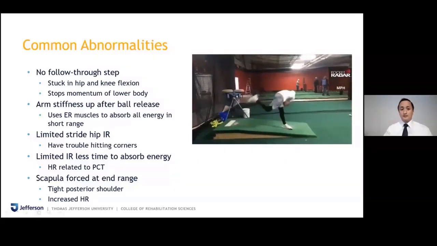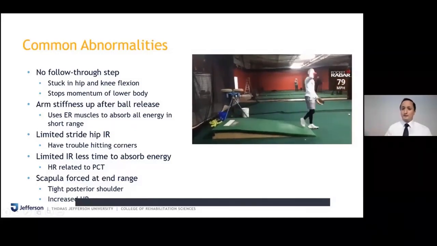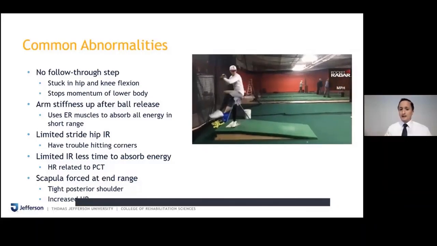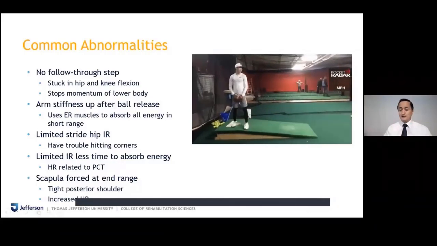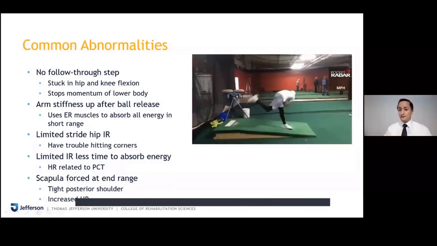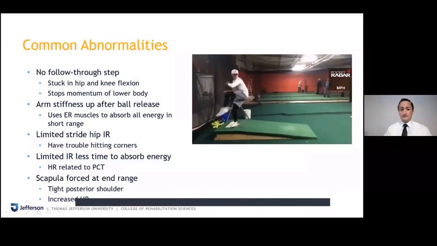You'll also see people will stiffen up their arm after ball release, and this is kind of what we see in this kid in this video here. He kind of pulls his arm back after he releases it, and that again is a bad strategy because he's trying to absorb everything just through his arm, and you can tell his follow through step is very short, very small.